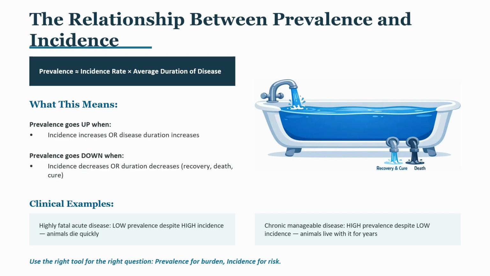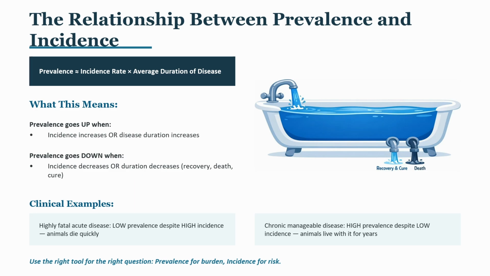The bathtub analogy is one of the most useful in all of epidemiology, and I want you to hold on to it. Imagine your population as a bathtub. The water level in the tub represents prevalence, all the current cases. Water flows in through the faucet, that's incidence, new cases developing. Water drains out through two drains, recovery or cure on one side, death on the other. The duration of disease determines how long any given unit of water stays in the tub before it drains.